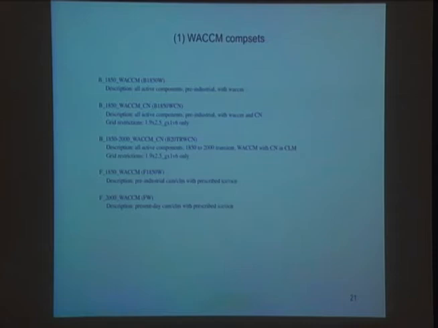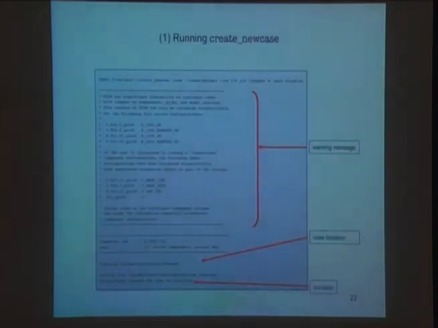The F comp set's similar, but without an active ocean model, with a data ocean model. So if you were interested in looking at waves propagating up and what the effect is on the thermosphere, and that's all you really cared about, which one would you pick? Probably an S2000.